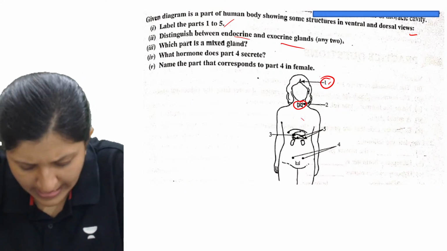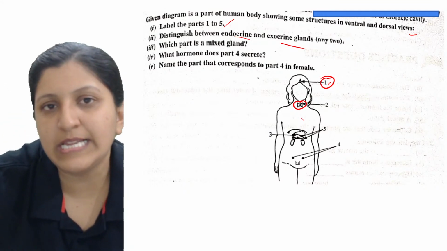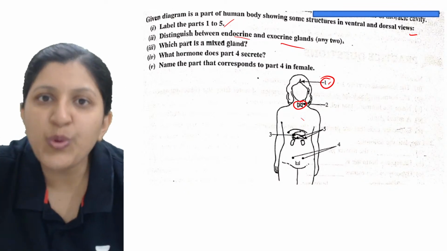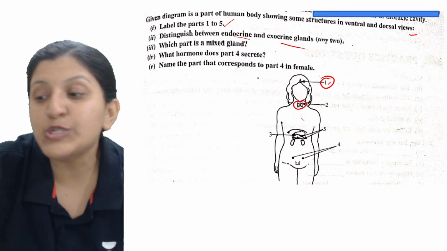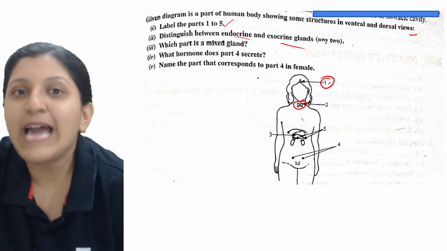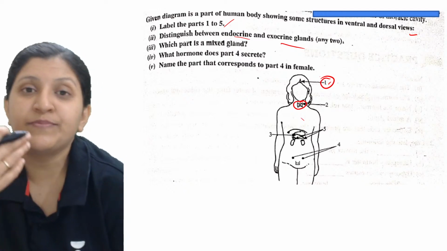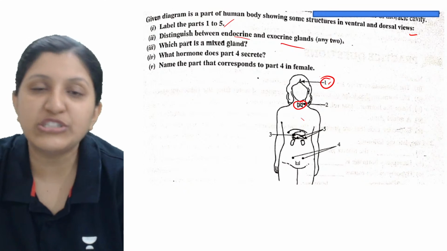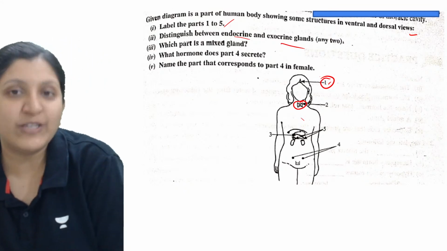So when we mention an endocrine gland, it is basically a gland where there is no duct, so it is a ductless gland. Without a duct, the secretion of the hormone is done directly into the blood. The hormone diffuses into the blood directly and reaches the target organ, so that we call an endocrine gland.